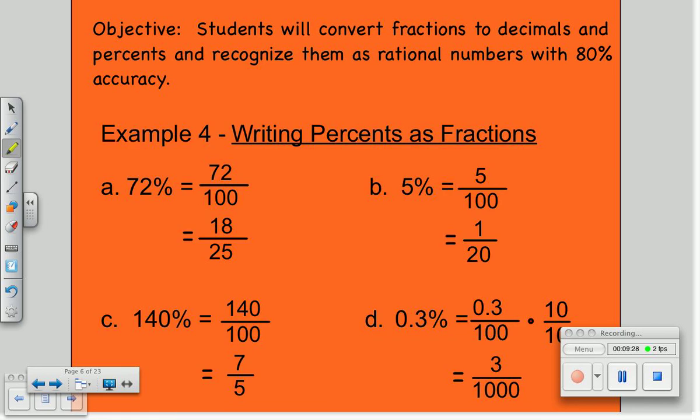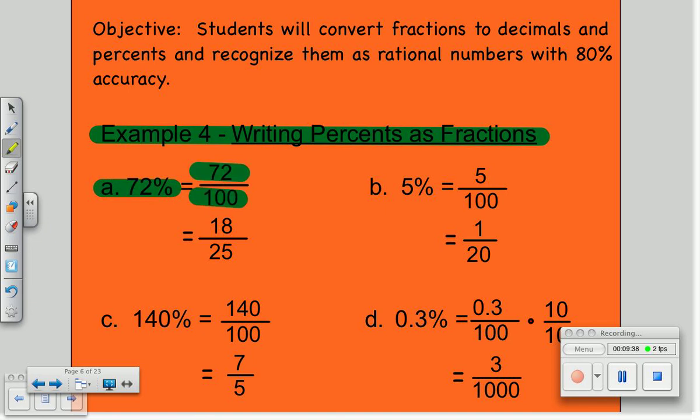Example 4, writing percents as fractions. 72% as a fraction is 72 over 100. Now reduce it by dividing. I can divide by 4. 100 divided by 4 is 25. And 72 divided by 4 is 18. 18 over 25 is the fraction.